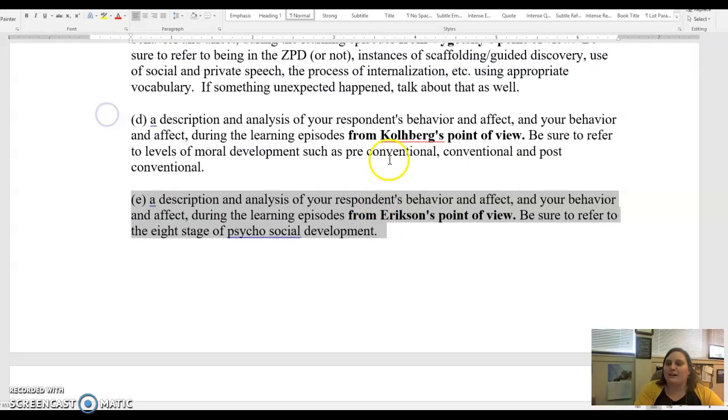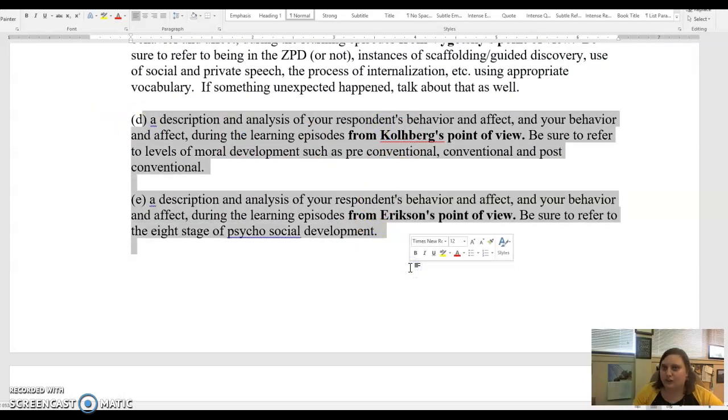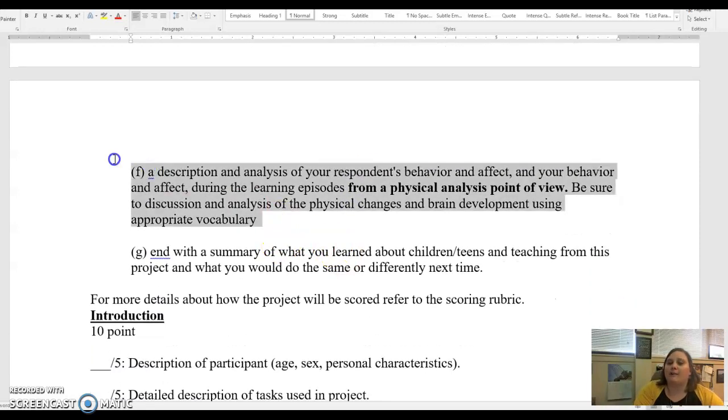So you want to talk about it from Erikson's point of view and Kohlberg's point of view, and those are your social emotional perspectives. And then finally, you want to look at it from a physical point of view. You want to talk about physical changes in brain development and use vocabulary from your text. So did they have to use fine motor skills with their small muscles, or were they learning to dribble a ball and maybe they were using their gross motor skills? How did their brain learn and develop throughout this time? Maybe you want to go back and look at the word myelination and see if that fits into what happened. There's lots of opportunities there, but all of this comes from your physical development chapters.